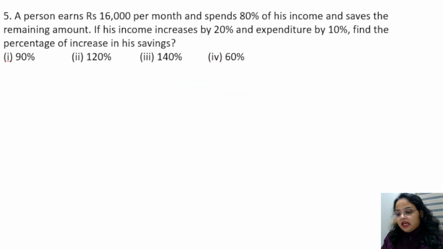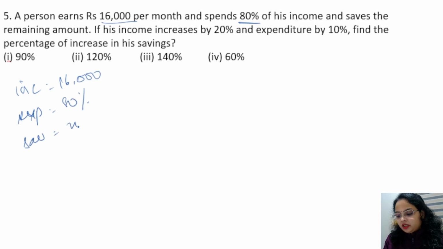Next one. A person earns 16,000 per month and spends 80% of his income and saves the remaining amount. So income is equal to 16,000 and he spends 80% of his income. So expenditure is 80%. So what is his savings? Savings is income minus expenditure. It is 100% minus 80%. It is 20%. Okay.